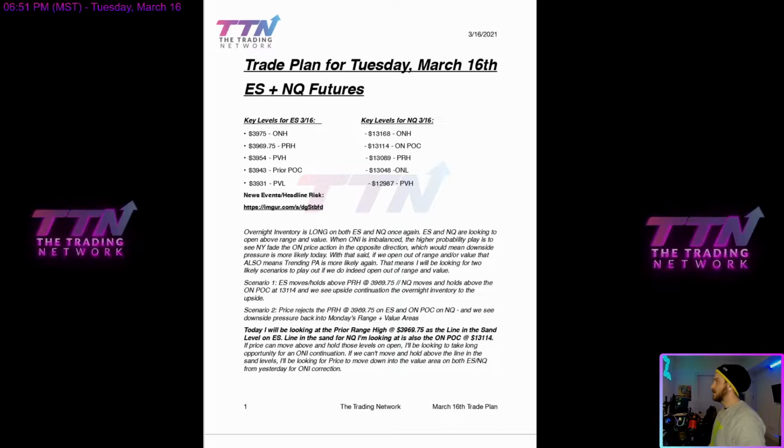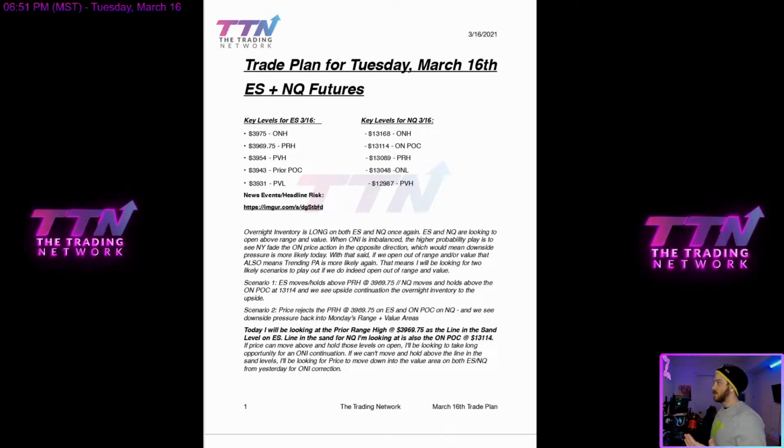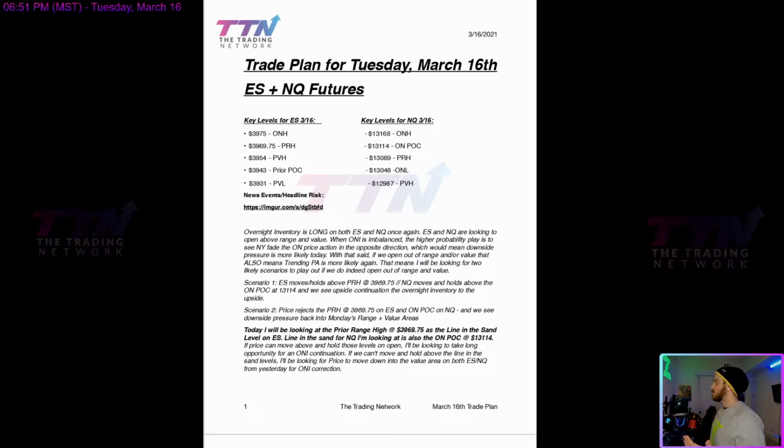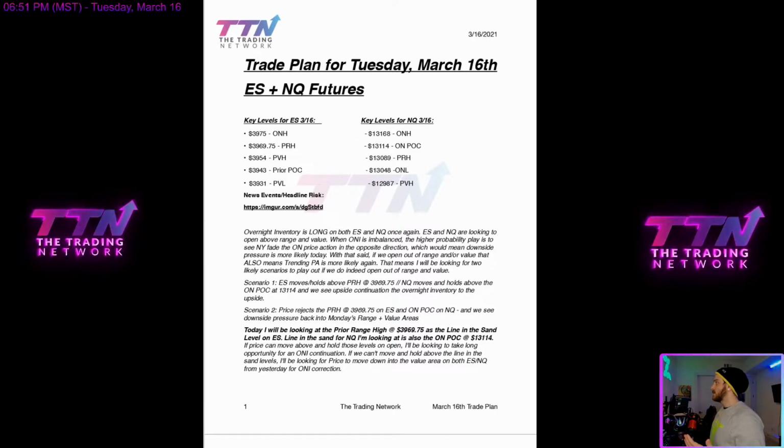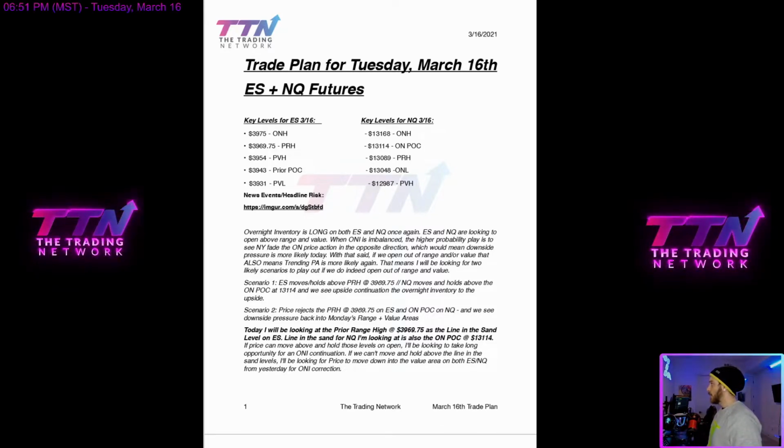So just to give you an idea, today very quickly, I used the prior range high as the line in the sand for ES, and I used the overnight POC as the line in the sand for NQ. I did actually use the new contract for NQ because I noticed that the profiles were very similar on both of them. However, on ES, I was more comfortable using March's data today. So with that said, let's get into these key levels here.